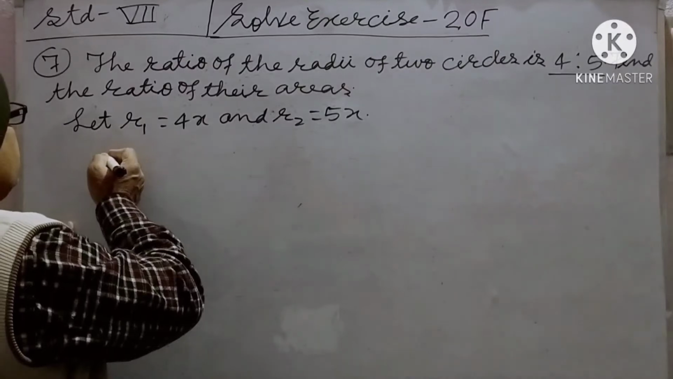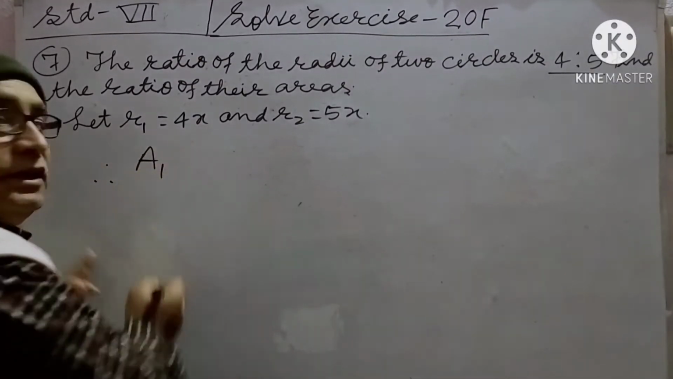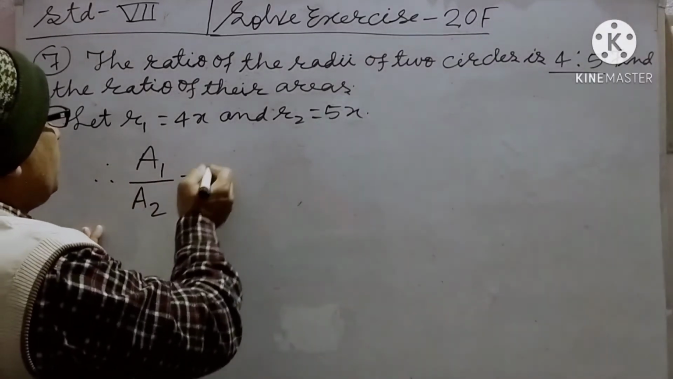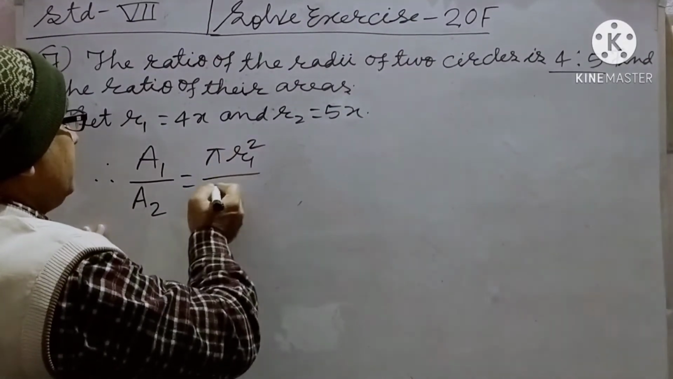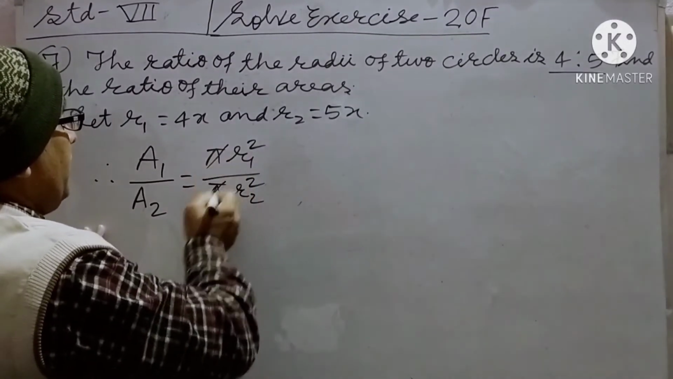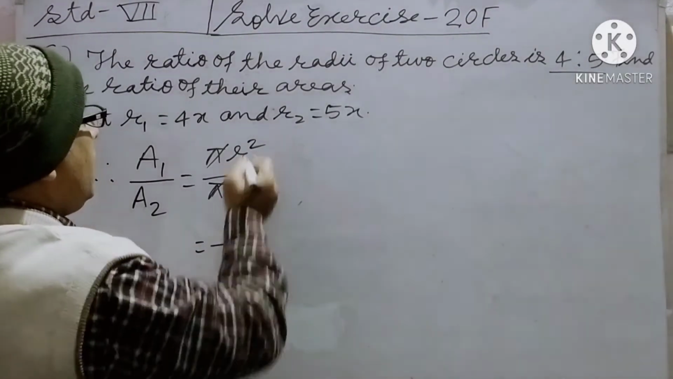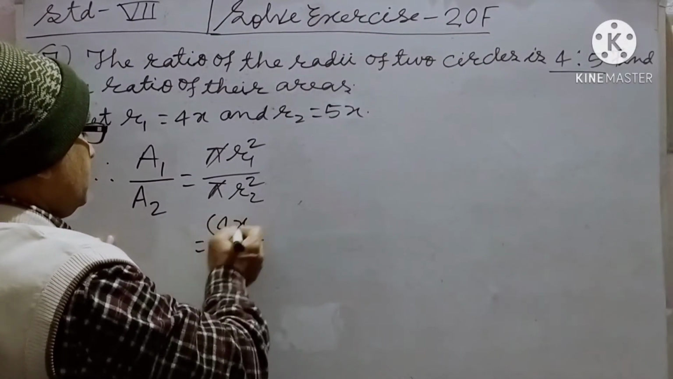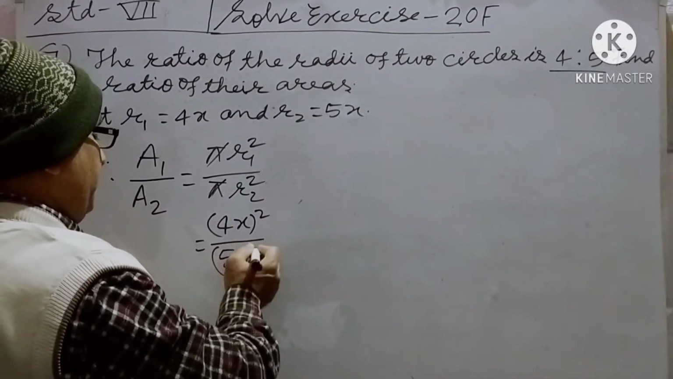So now find, therefore, the area of the first circle is A1 and the area of the second circle is A2. So A1 by A2 equal to pi R1 square by pi R2 square. Pi and pi cancel. Equal to R1 square by R2 square. So R1 is 4x square by 5x square.